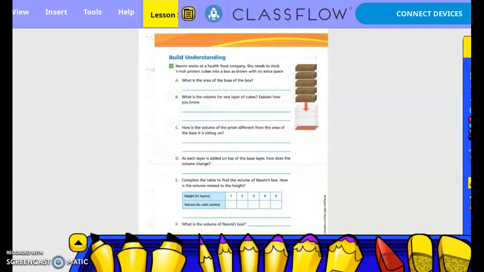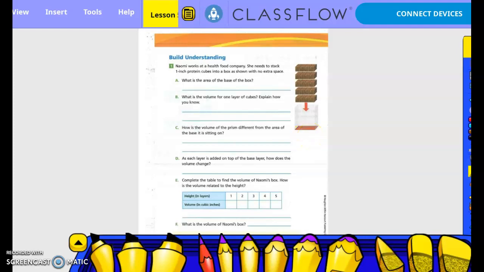Build understanding. Naomi works at a health food company. She needs to stack 1-inch protein cubes into a box as shown with no extra space. What is the area of the base of this box? Okay, so you just want to know the bottom, the red, right? Okay, so how many across do we have? What's our length?